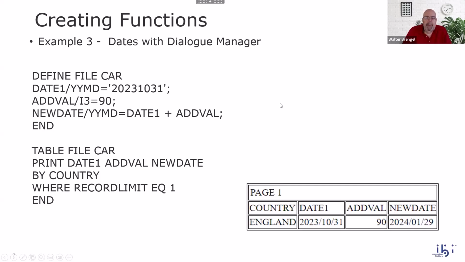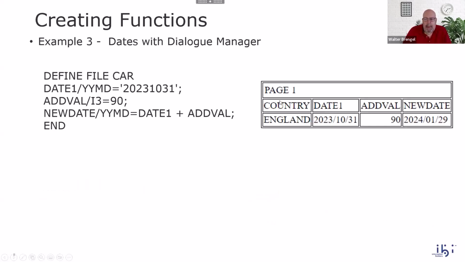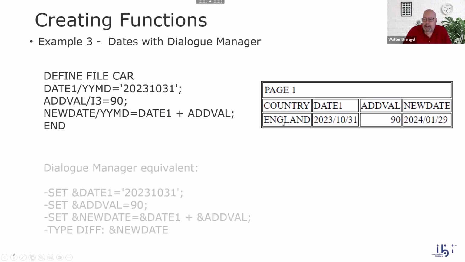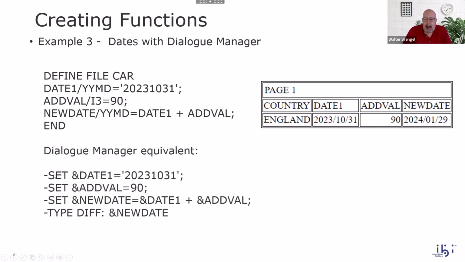If I try to do the same thing in Dialog Manager, I'm going to do set &date1 equals 2023-10/31, just like we did in the define. I'm going to set &addvalue to 90, also like we did in the define. And I'm going to do set &newdate equals &date1 plus &addvalue and type the difference.